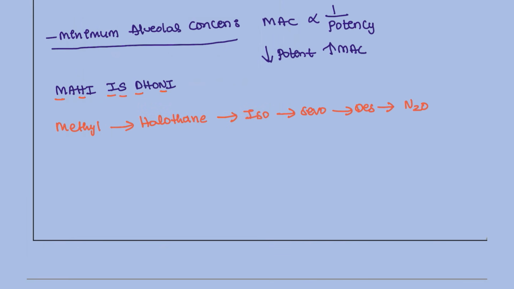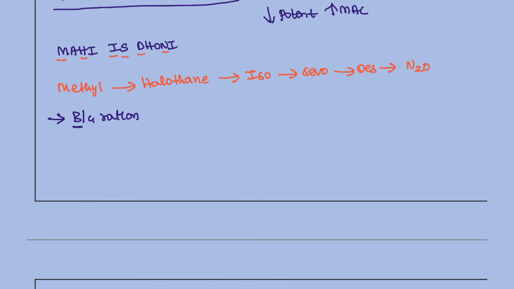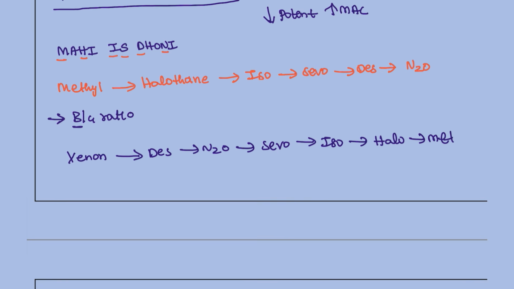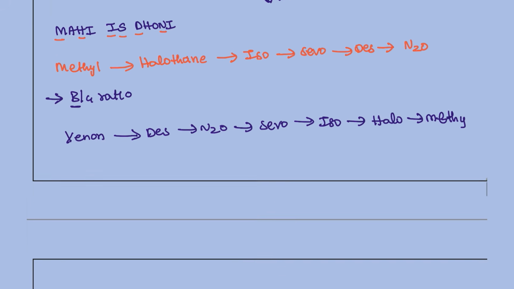Next, we also have the blood gas ratio. If the drug is more in the blood, the induction is slower, right? So how will this be presented? The blood gas ratio is completely opposite to Mahendra Singh Dhoni. It will be maximum with xenon, followed by des, then N2O, then iso, halo, and then methoxy, right? Just opposite. Even if you forget it, just remember the opposite.